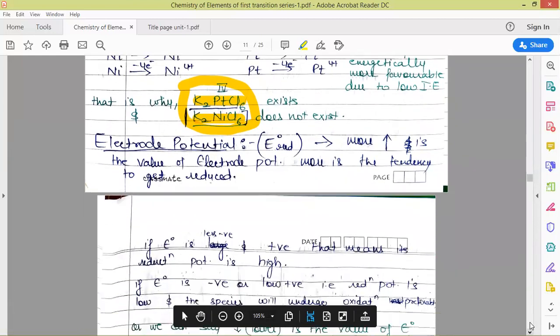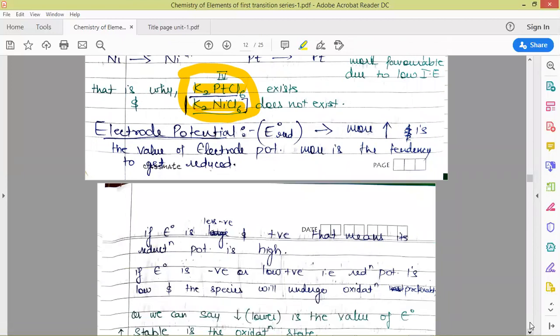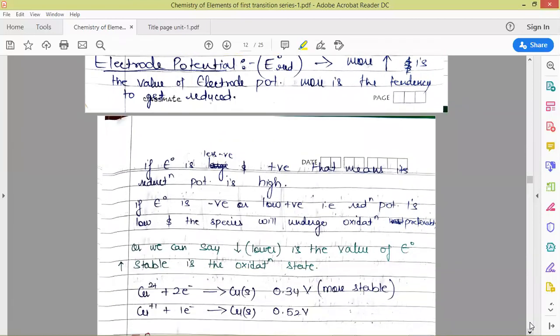So the next property we have is electrode potential. What is electrode potential? Electrode potential in general is the tendency to gain electrons, and it is generally written in the form of reduction potential. Reduction potential is the tendency to gain electrons, that means the tendency to get reduced. The greater the value of electrode potential, the greater the tendency to get reduced. So if the electrode potential value is less negative and positive, we can say that the reduction potential is high.